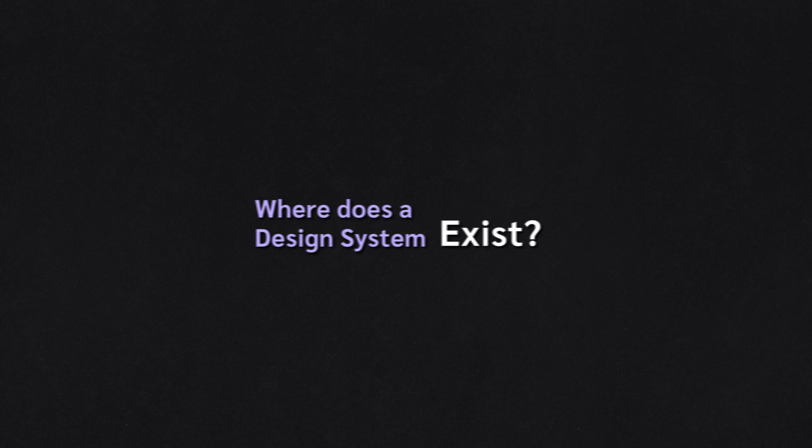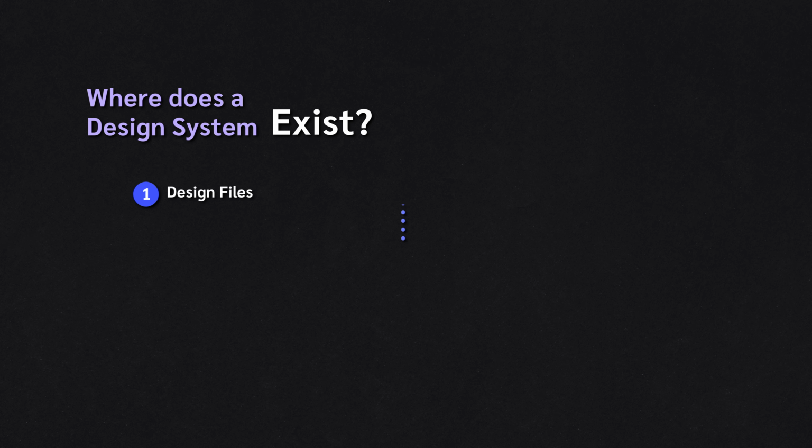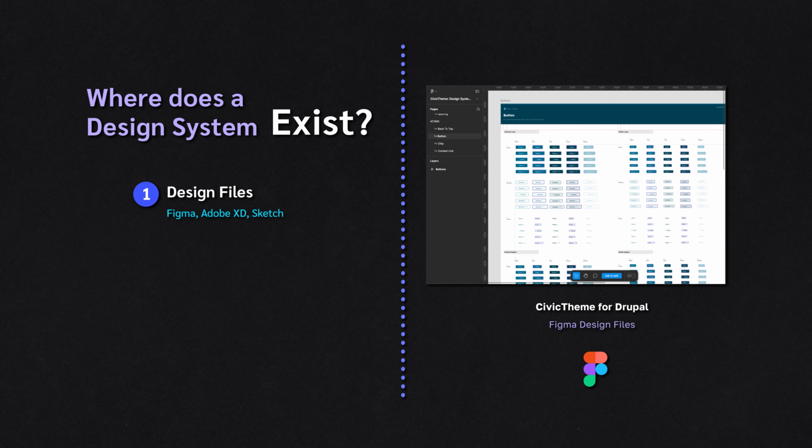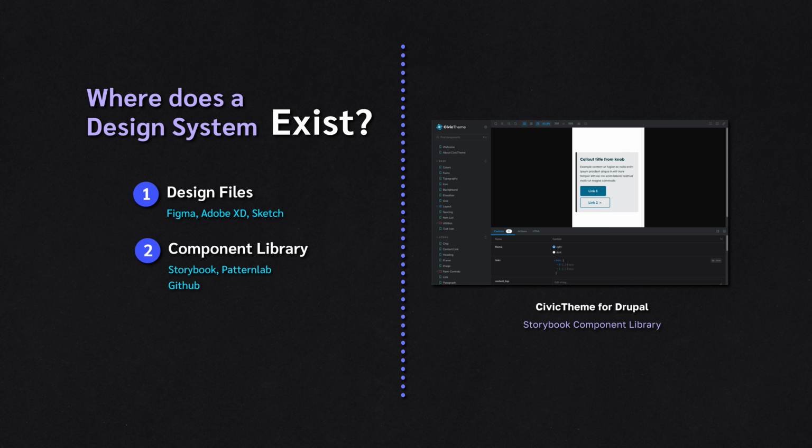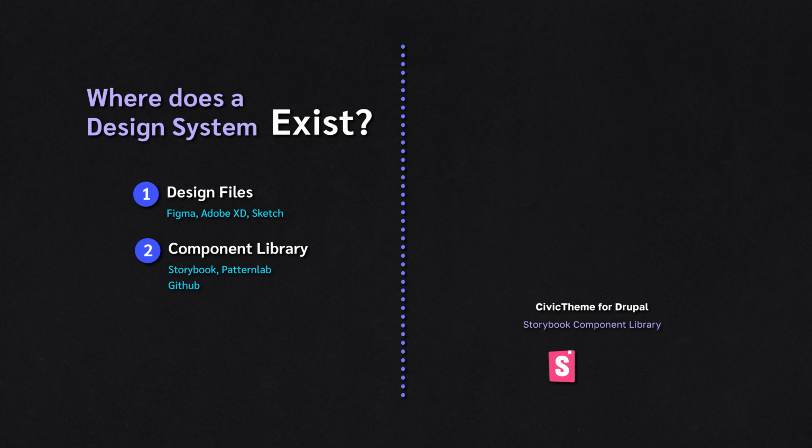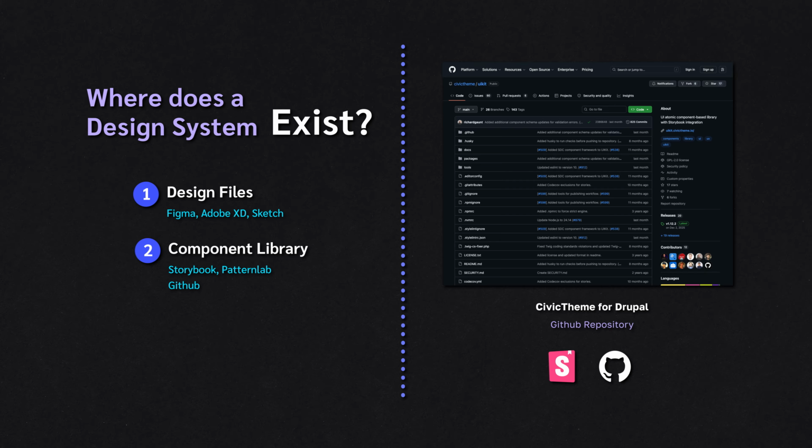Where does a design system exist? Number 1, in design files, typically in visual design software such as Figma, Adobe XD, InVision, or Sketch. Number 2, in a component library. We use software tools such as Storybook and Pattern Lab to build a component library, and we store the code for it in a repository such as on GitHub or GitLab.